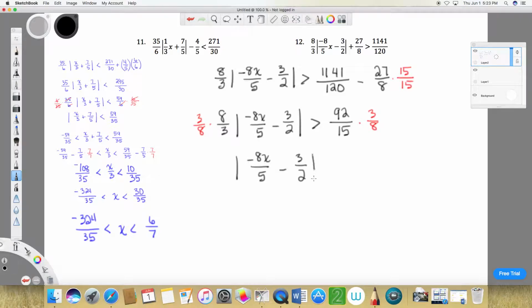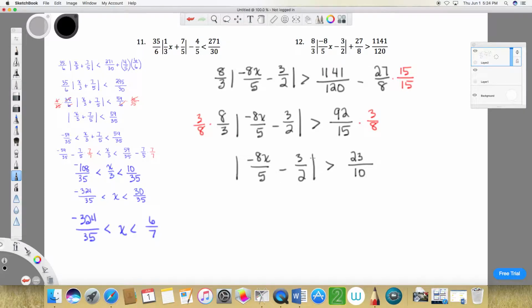And on the right-hand side, we can simplify this new fraction. Let's take 92 times 3, that's 276. And if we divide that by 15 times 8, and I use my calculator to reduce that fraction for me, I get 23 over 10. Double check it and see if you get the same.